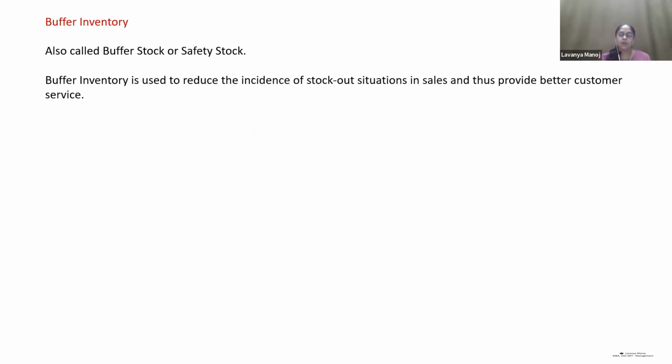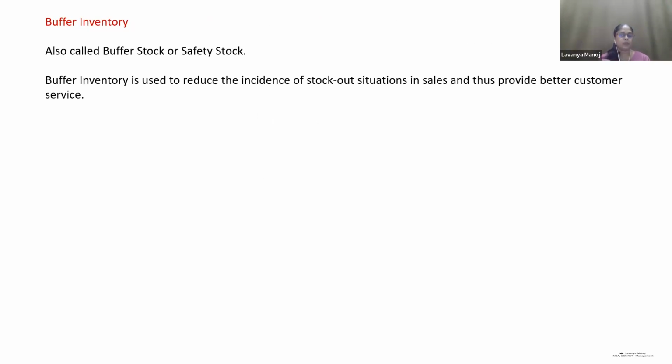So now, a few inventories. What you're going to see now is that these inventories are usually maintained in the production unit. They are not required in a warehousing unit, but for a production unit this inventory is required. That is buffer stock. They are also called safety stock. This stock is always kept on the shelf, in case of sudden stock-out situations.